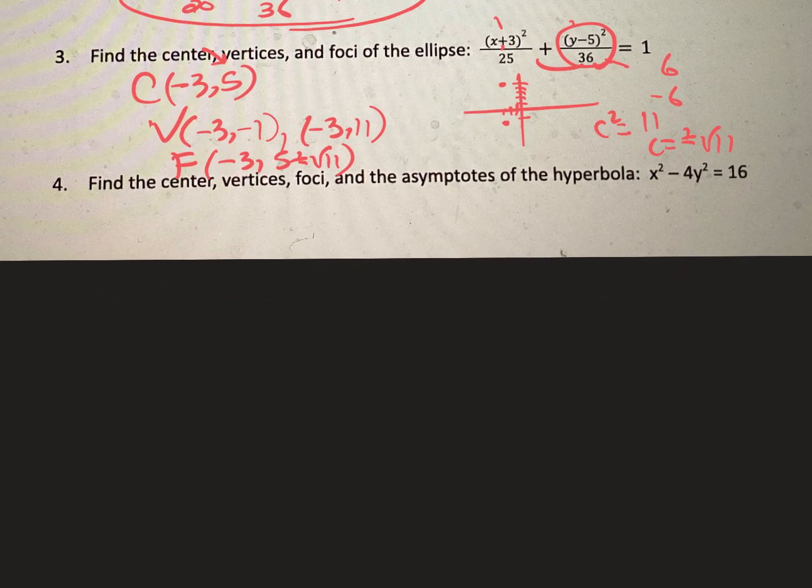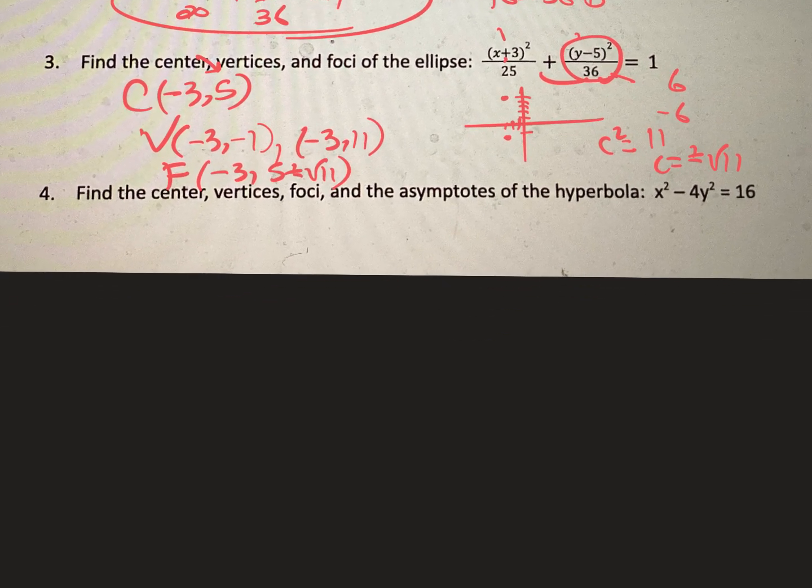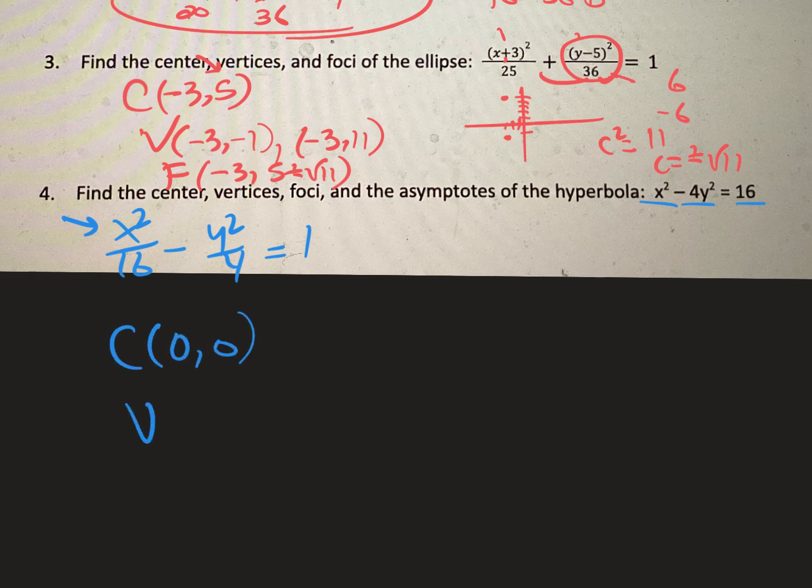Number 4, going to hyperbolas now. Notice there's no parentheses or anything, so the center is going to be at 0, 0. Divide everything by 16. I got x squared over 16 minus y squared over 4, because 4 goes into 16 4 times, equals 1. Now, with a hyperbola, the major axis is the one that comes first. Okay, so the major axis is the x, which means, well, first of all, my center is 0, 0 because there's no parentheses. My vertices are going to be plus or minus 4, 0 because that's the square root of 16.